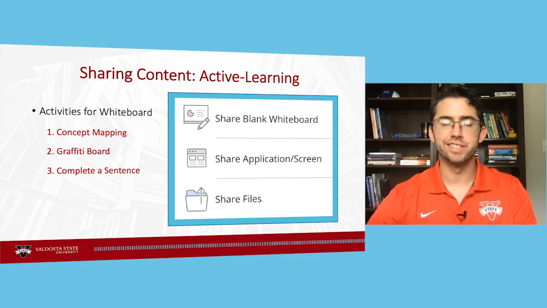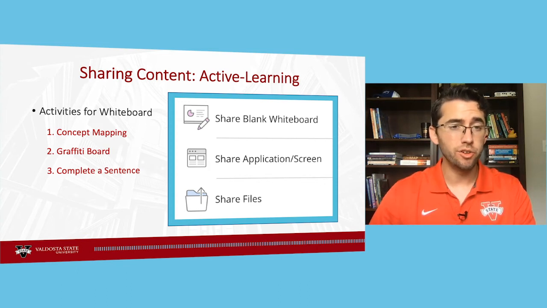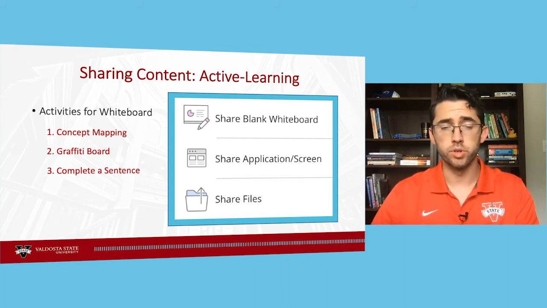So with sharing content, there's a lot of opportunities for active learning exercises. So here are 3 examples that we are going to go over, and I'm going to show you how to do these inside of Blackboard Collaborate Ultra. Remember that the left side of the screen, when you see it, is going to represent the teacher view, while the right side of the screen is going to represent the student view. The 3 activities that we're going to work on with the Whiteboard tool are going to be concept mapping, a graffiti board, and then a complete a sentence exercise.